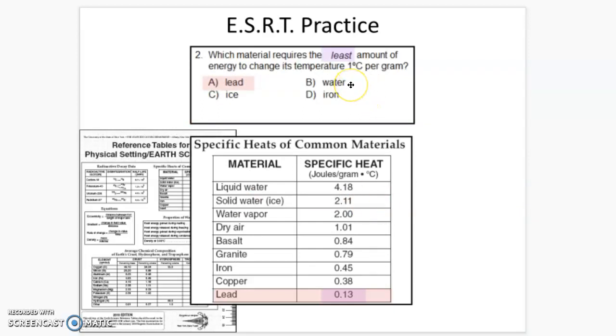Another example: what material requires the least amount of energy to change temperature? Well, that would be lead, because it has the lowest number on our specific heat chart. If they change this question to say which material requires the most energy or the most time to change its temperature, that would be water because it has the highest number.